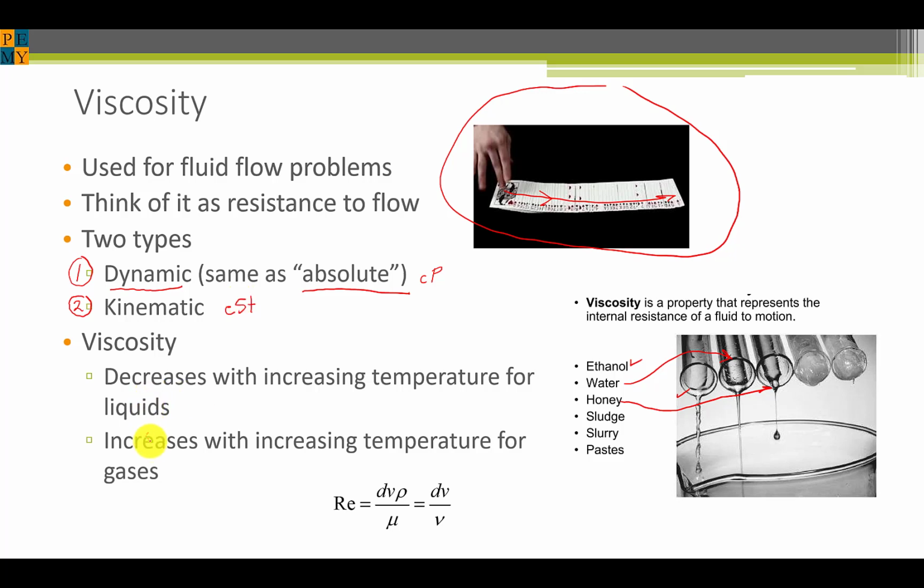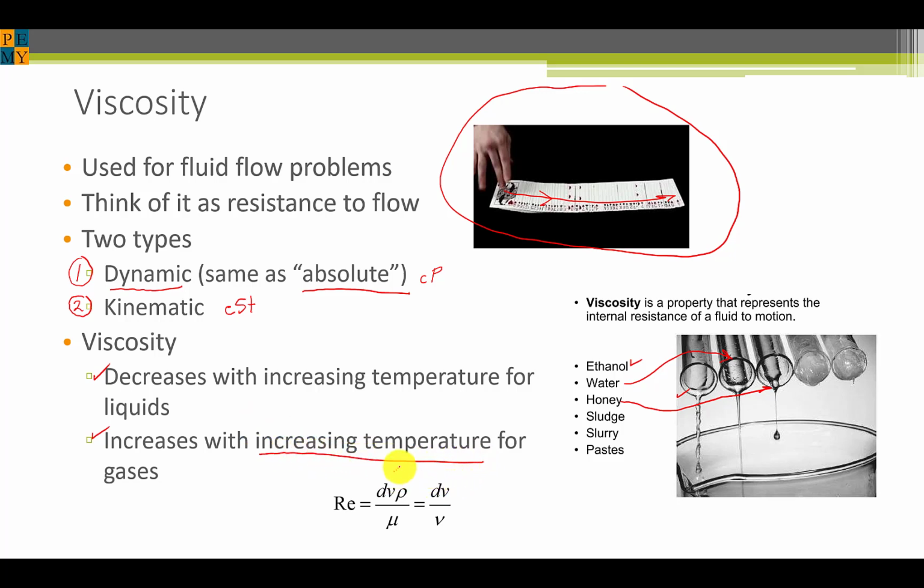So you already know from experience that viscosity decreases with increasing temperature for liquids. Take the honey, for example. If you heat it up, it will flow faster. On the other hand, you may not be familiar with gas viscosity. It's of course a lot lower than liquid viscosity, but it also increases with temperature.